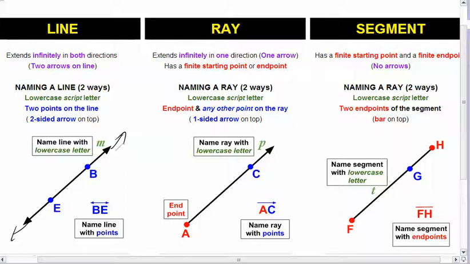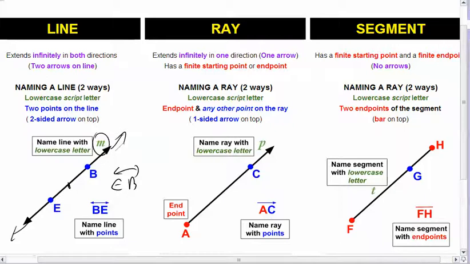When you label it and name it, you can either name it with an italicized lowercase m, we can just call it line m, or we can call it line BE. You could also call this line EB. It would make no difference. It means the same thing. In other words, EB is the same as line BE. In terms of the naming, you can switch the lettering around.